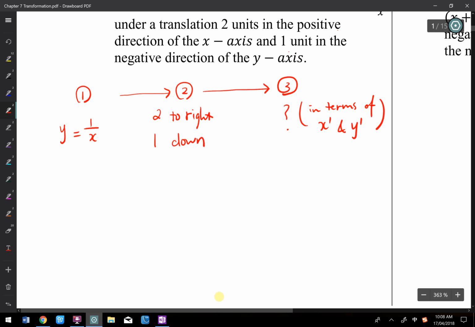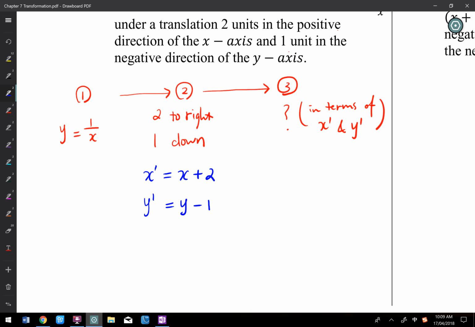According to number 2, what I can give is the mapping. What's the mapping? 2 to the right. So the new x will be the old x plus 2. And 1 down, the new y will be the old y minus 1. Old x plus 2 will give you the new x, and old y minus 1 will give you the new y. So that's the equation we have.